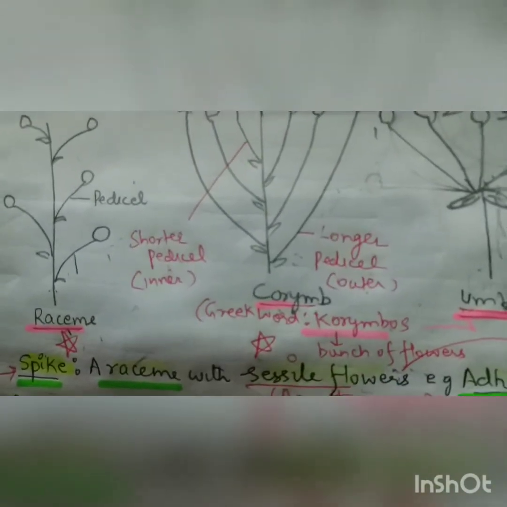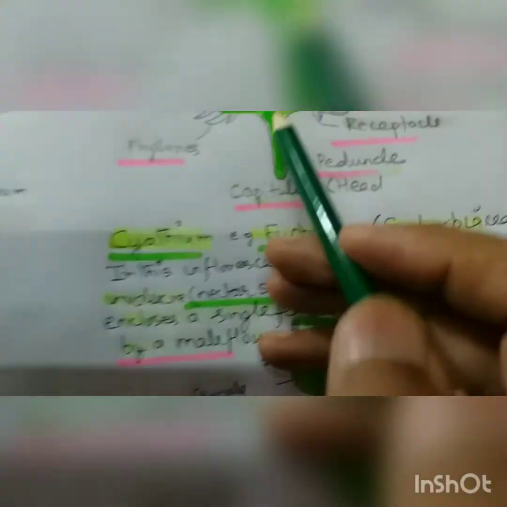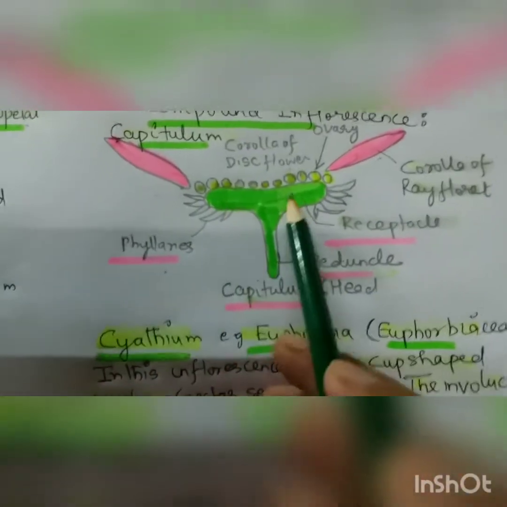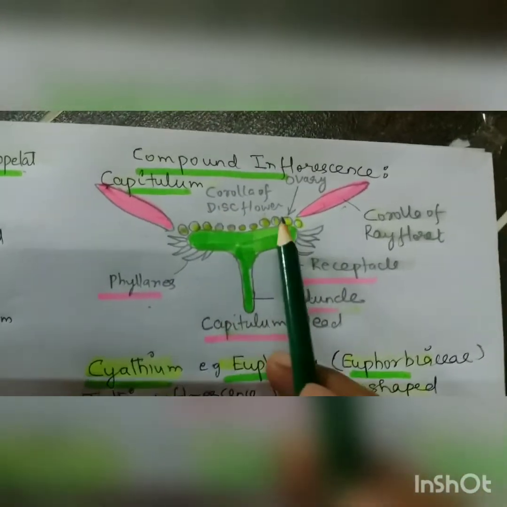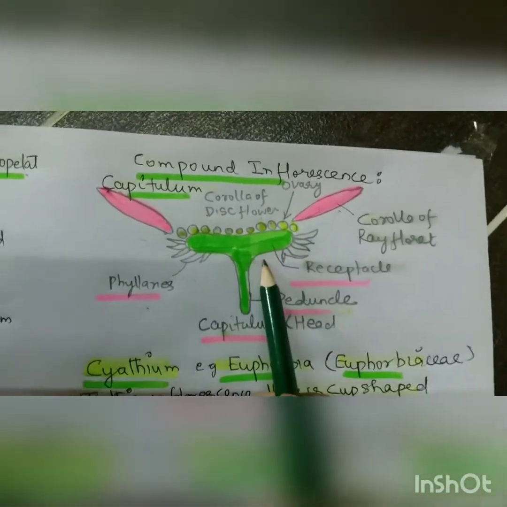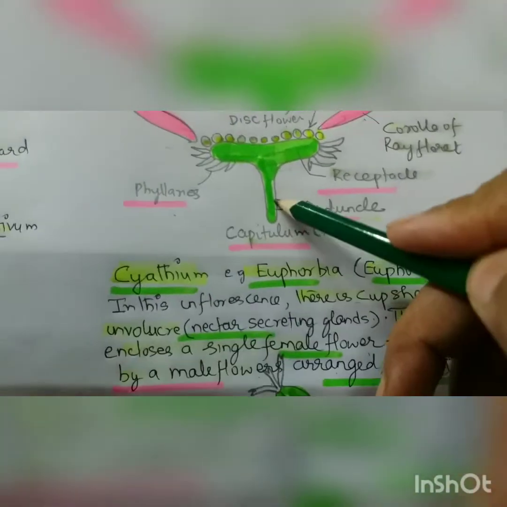So this is the main axis shortened. Then we have the main axis flattened. Flattened, we have here the main axis is flattened, and it is divided into the disc flowers and ray florets, and these are the pistillate flowers, and this is the receptacle. This capitulum is an example of composite and sunflower.